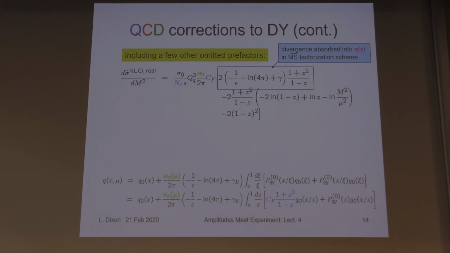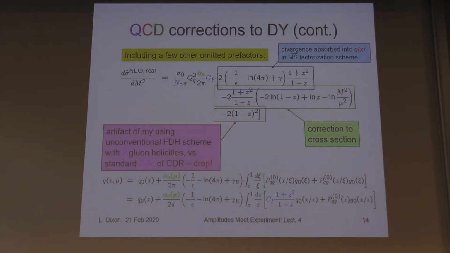And that is why we see this factor of 1 plus z squared over 1 minus z again. There's another term in renormalizing this distribution that comes from initial state gluons. But we don't see that in this particular channel. It comes up in another channel. This is a surviving correction of the cross-section, and this is the right answer.